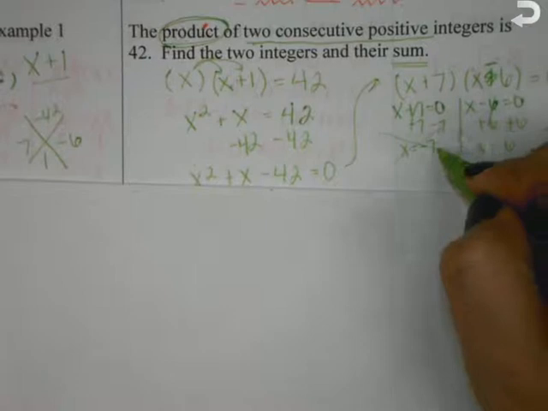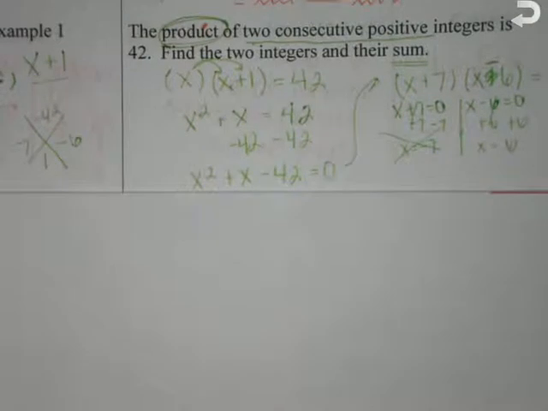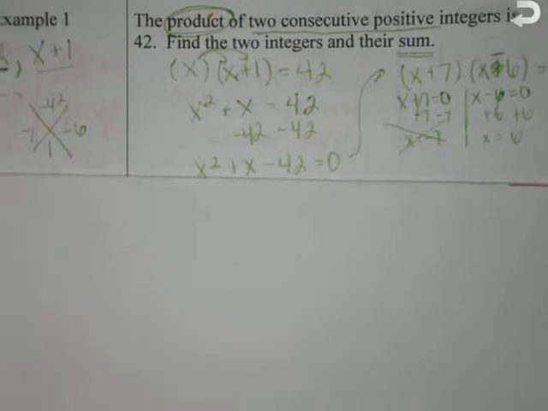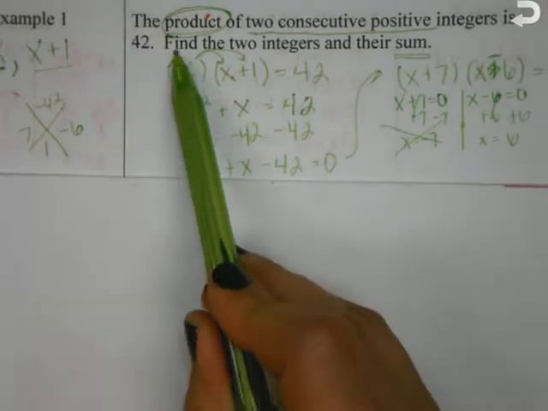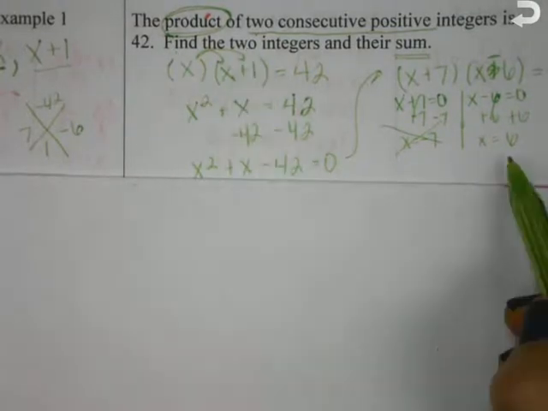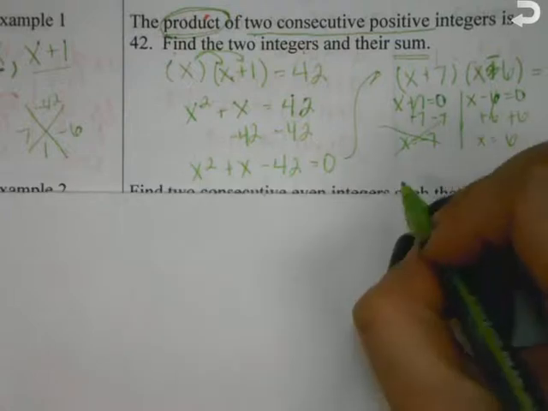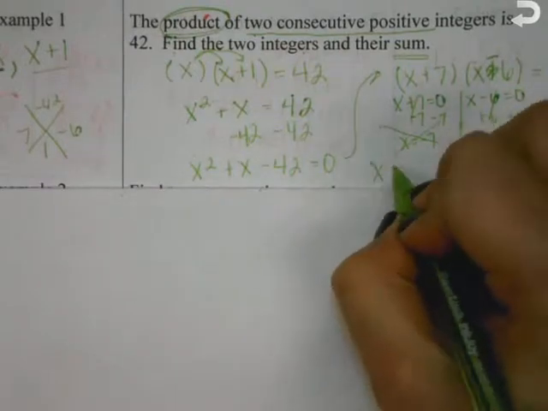Okay, so what is the question asking? By solving for x, did I answer the question? I wanted to find the two integers. I found one of them. What would the next one be? If x equals 6, x plus 1 equals 7.